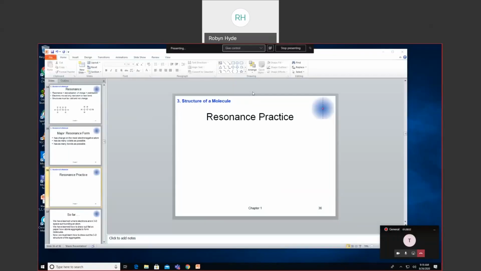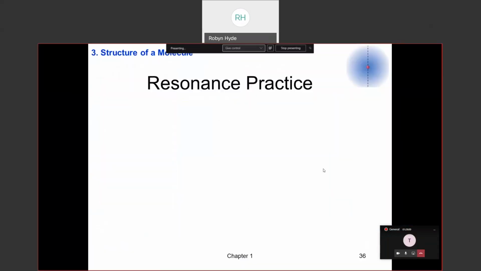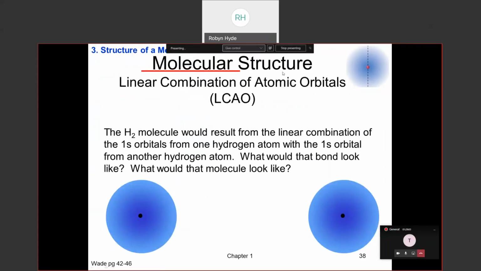Okay, I'm going to put this back onto resume. So now I need to come to Teams and make this larger. We're going to move into molecular structure. So we're going to move into drawing shapes of molecules.